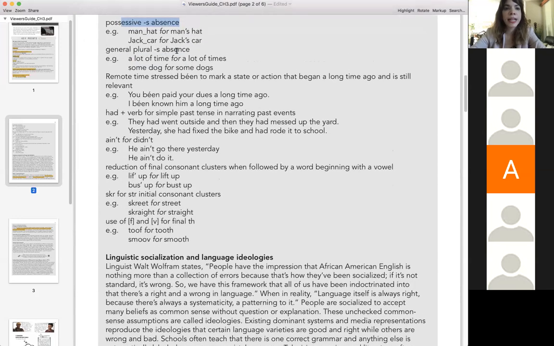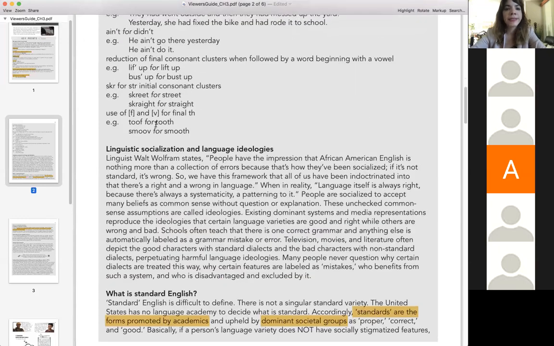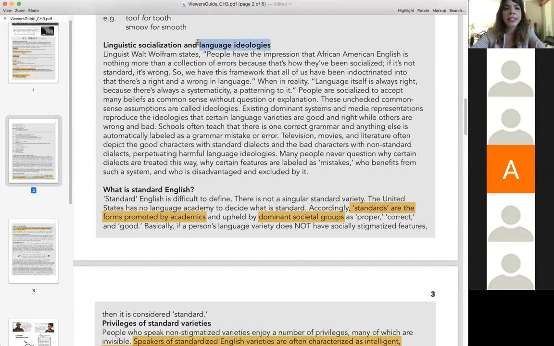Other examples, general plural S absence. So just like us in Puerto Rico, they can also drop their plural S and so on. There are many different examples. So let's read this bit on language ideologies.